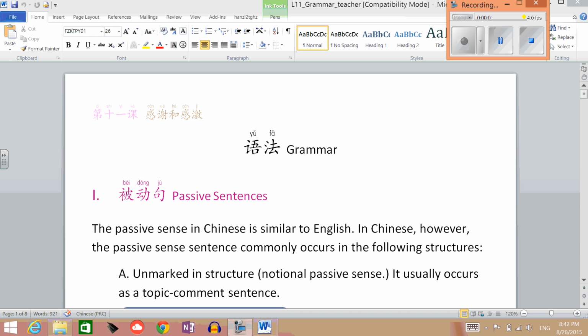同学们好，今天我们要说一说第11课的语法。第11课是感谢和感激。In this lesson, there are two grammar points. The first one is we are talking about 被动句, passive sentences, and the second one is comparing 把 sentence structure and the 被动句被 sentence structure. So let's start.